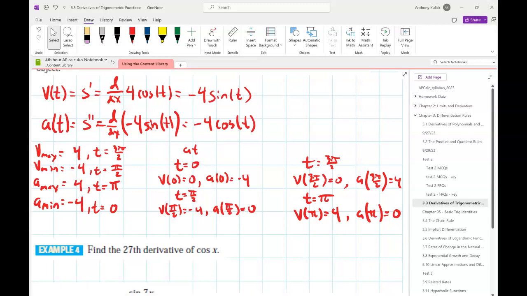Does that feel okay on what we did to analyze? We just looked at the relative mins and maxes for those things since they were periodic.